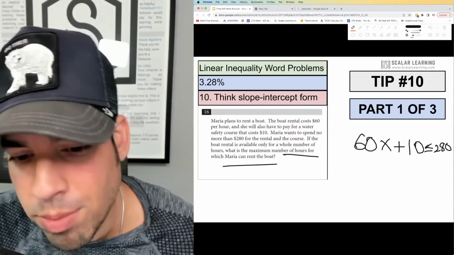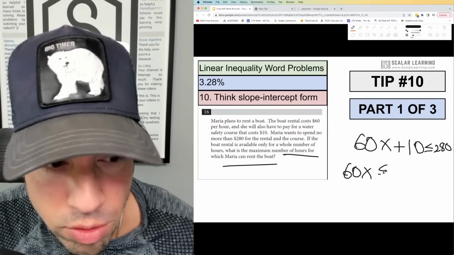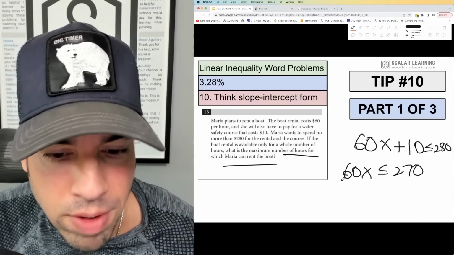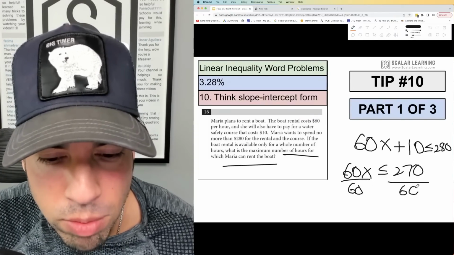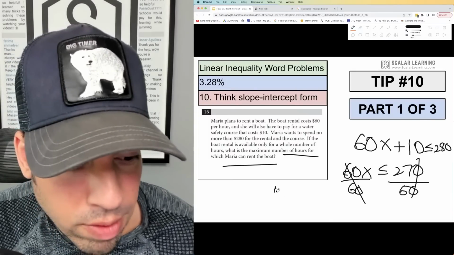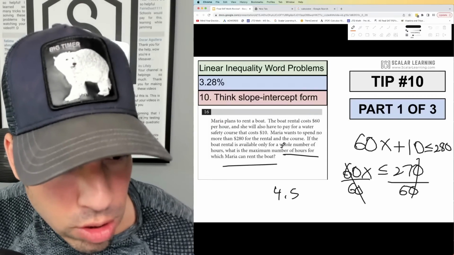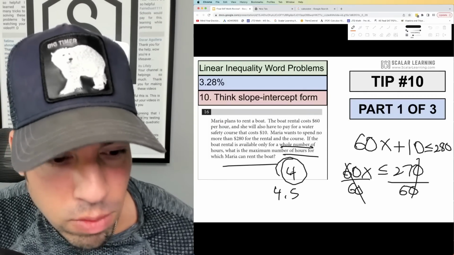What is the maximum? And then we have our equation that we solve. Minus 10 from both sides. 60x is less than or equal to 270. Divide by 60. Divide by 60. Boom, boom. Cancel the zeros. 27. 6 goes into 27 4.5 times. So the max number of hours, which is a whole number in this case, would be 4.